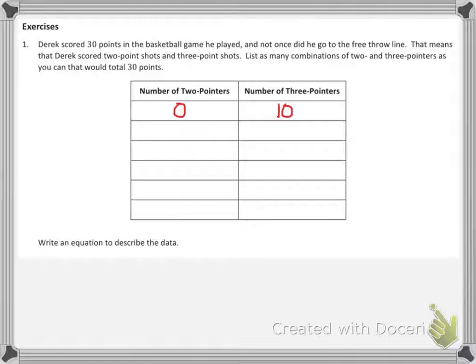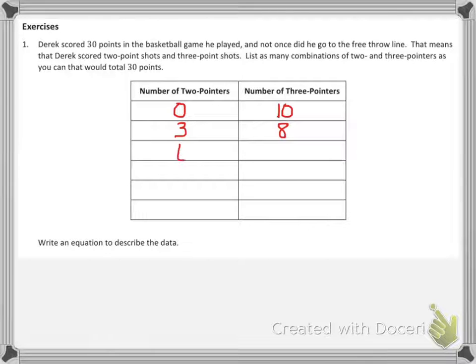Let's see. What if he made 2 2-pointers? Well, 2 2-pointers, that's worth 4 points. So I would need 26 points, and I can't get 26, so 2 doesn't work. What if we made 3 2-pointers? That's 6 points. That would leave 24 points left to make, and 8 times 3 is 24, so that could be 8 3-pointers, 3 2-pointers.